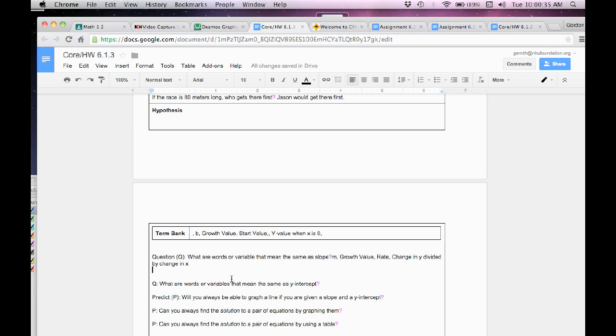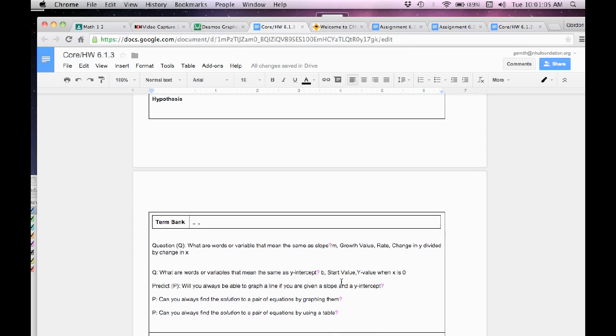What are words and variables that mean the same thing as y-intercept? Well, of course, the variable is b. It's not the growth value. I think I already did that. I should have cut it instead of copying it. It is the start value, though. And then it's also the y value when x is 0. It's another way of always thinking about the y-intercept.